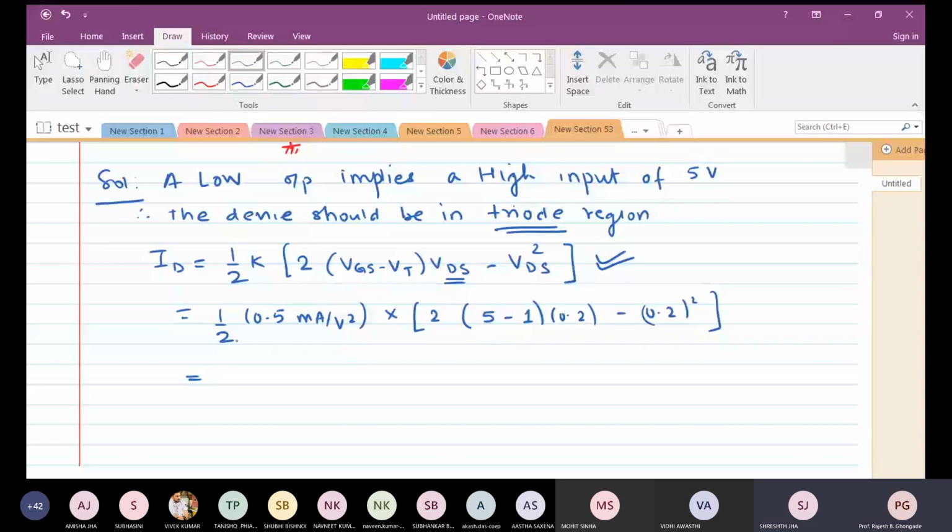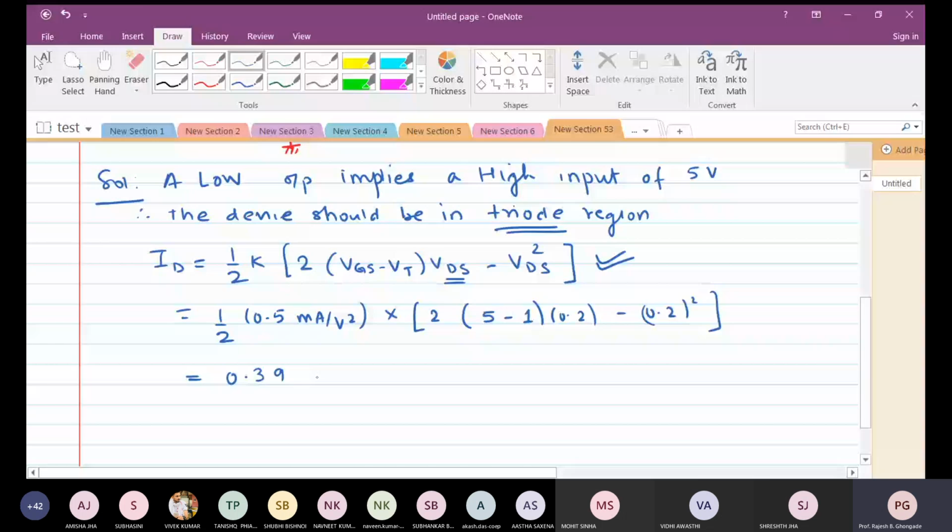Sir, 0.39. Amperes or milliamperes? Sorry, milliampere, sir. Yes. So now can I find out R?